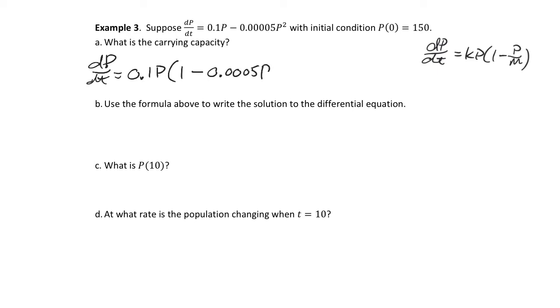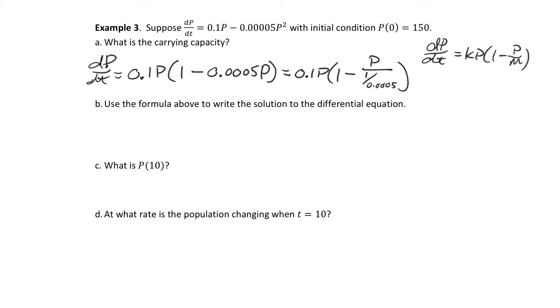0.0005 p. Okay, and now this is where things get a little bit wonky. We want it to be in this form, 1 minus p over m. I have 1 minus something times p. If I ever want to move something to the denominator, the standard tactic for doing that is to take its reciprocal and stick it there. So we'll end up with 0.1 p times 1 minus p divided by 1 over 0.0005.